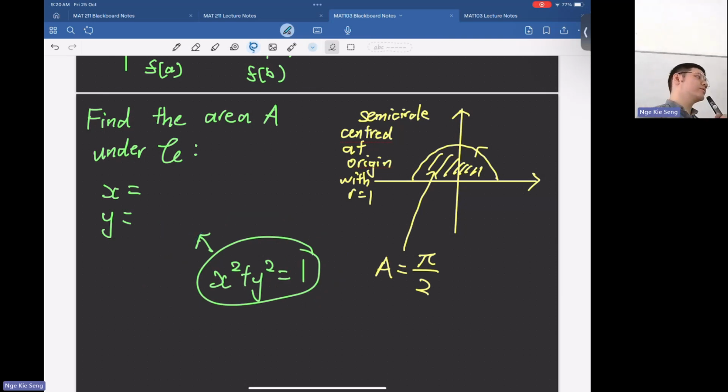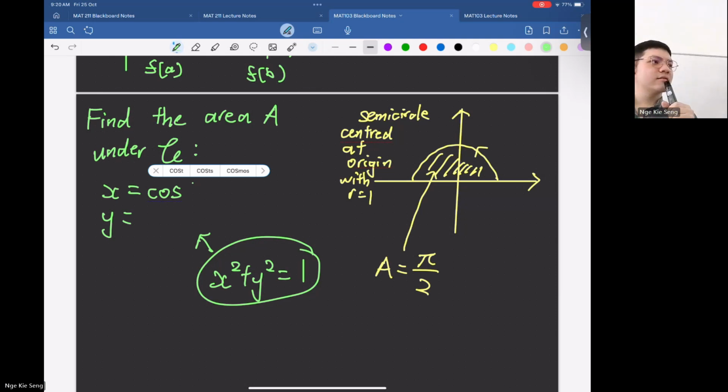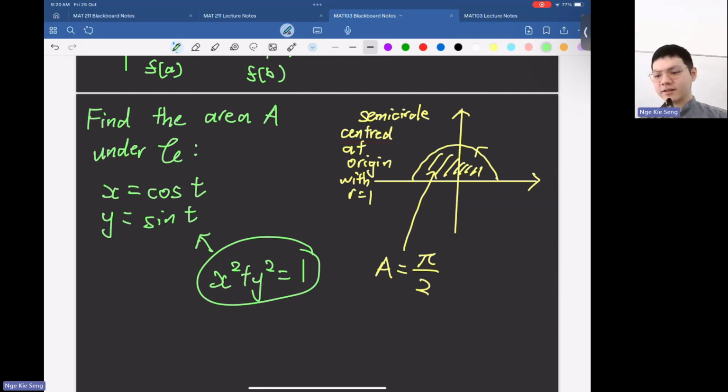The hint is trig. Cos t and sine t. Cannot forget this one. You must know cos t and sine t. This is a basic parametric curve. So where do we take t from? t from where to where? In this case here.